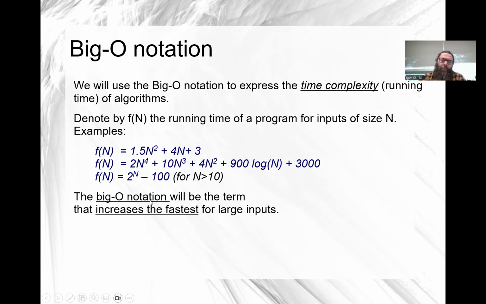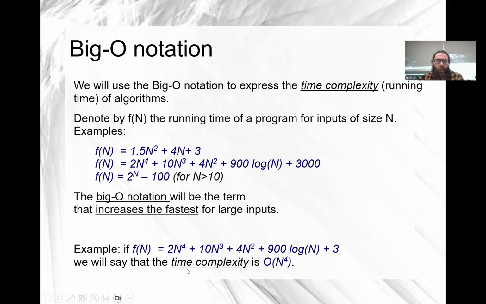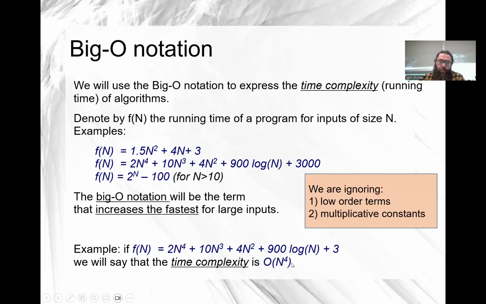We would like to say, you know what? All I care about is the fastest increasing term in this sum. I don't care about every term, but only about the fastest increasing term. So as one example, let's say f(n) is this 2 times n to the 4 plus 10 times n cubed and so on. We'll say that the time complexity is O of n to the 4. So what I'm saying is we're going to ignore multiplicative constants. So this 2, we're going to ignore it. And we're going to ignore all low order terms.